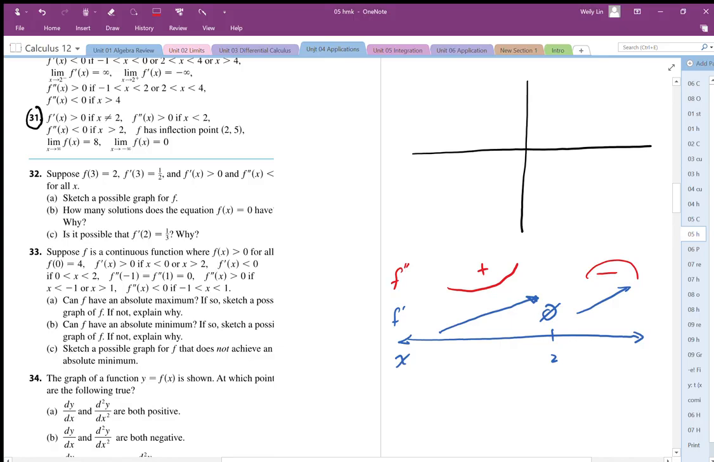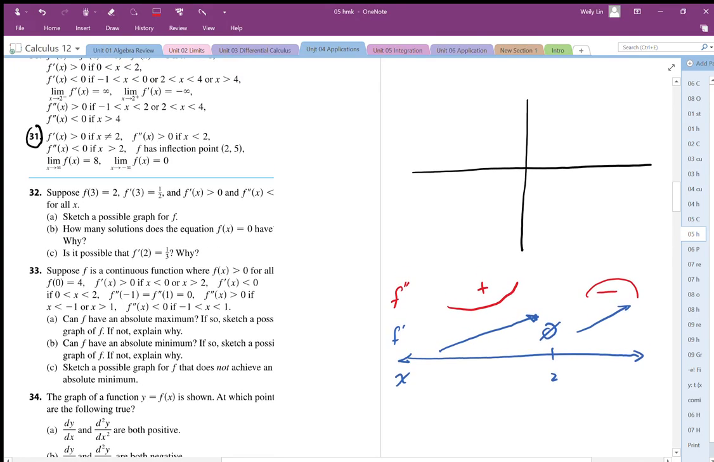It also tells us some limit information, some endpoint behavior. The endpoint behavior tells us that as x goes to positive infinity, there's a horizontal asymptote at 8, so there's going to be a horizontal asymptote at 8 on the positive side. And the other part tells us that the endpoint behavior towards the negative side has a horizontal asymptote at 0.